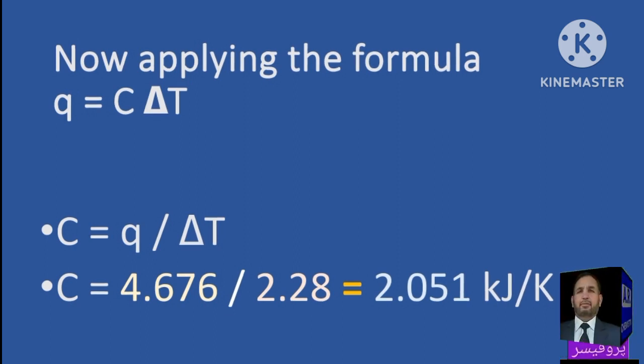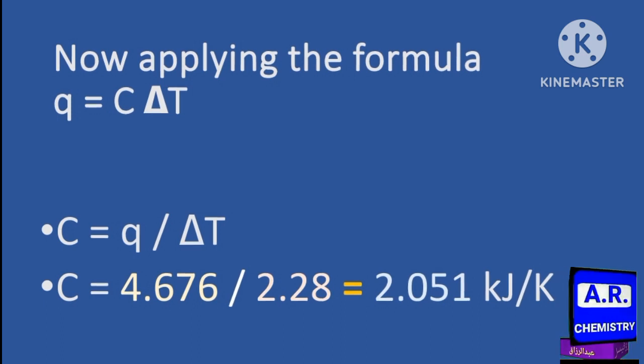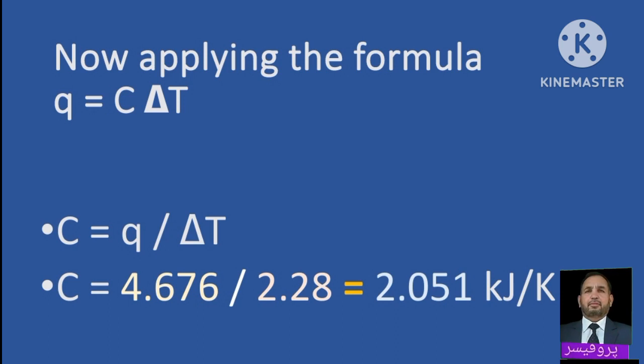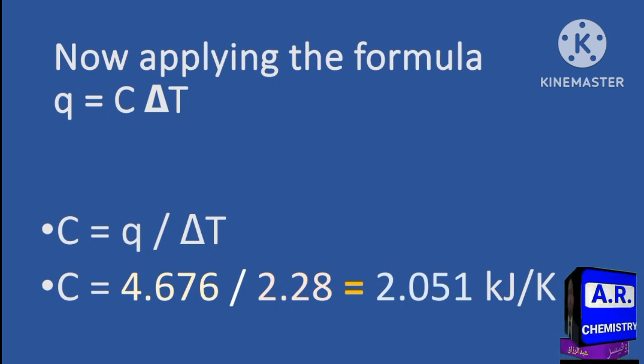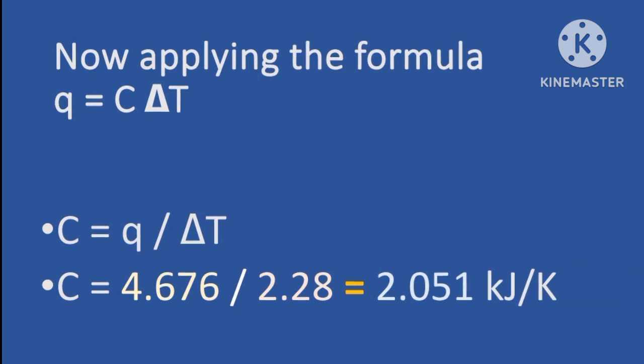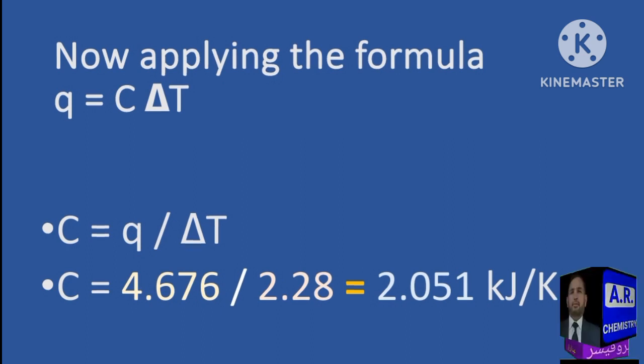Otherwise, it is a simple and straightforward question. Now put the values of Q and delta T in the formula. You solve it and finally you get your answer. We know that C is equal to Q divided by delta T, and Q is 4.676, which we calculated in our previous slide, divided by delta T, or increase in temperature, which is 2.28, and finally we get our answer, which is equal to 2.051 kilojoules per Kelvin for the given mass of the camphor.